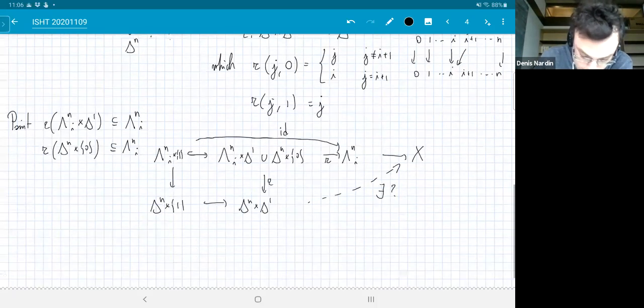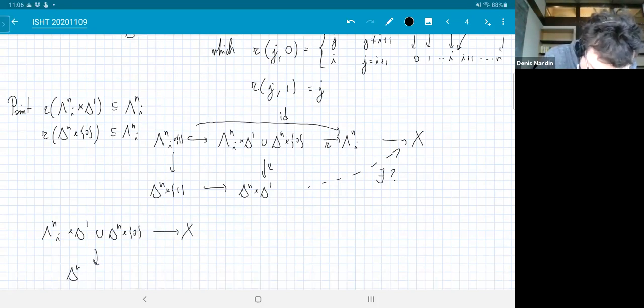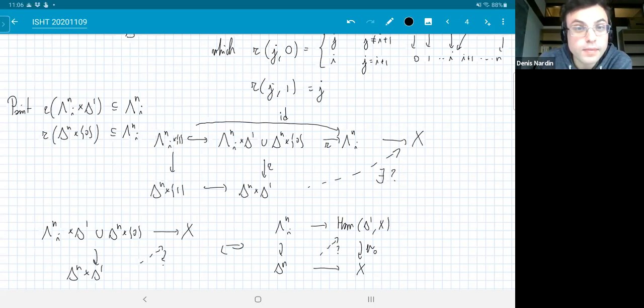Okay, but why does this lift exist? Well, if you look at it, now we have this and want a lift to exist. And this is, by the adjunction again, the same thing as a lift like this. Because you have this component here, lambda n I times delta 1 gives you exactly this piece here. The restriction to this piece gives you exactly this lift here, and the fact that they agree tells you that the diagram commutes. Okay.